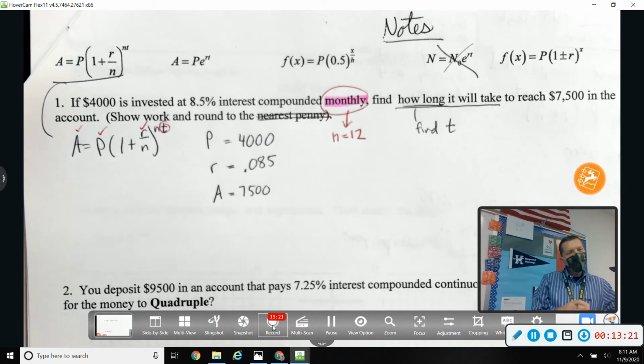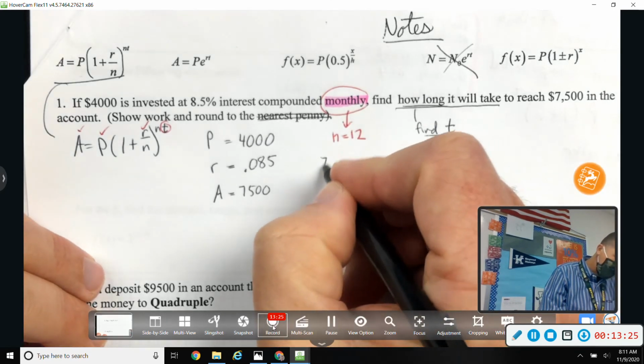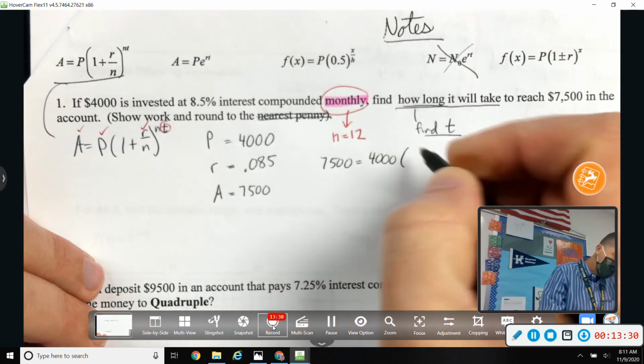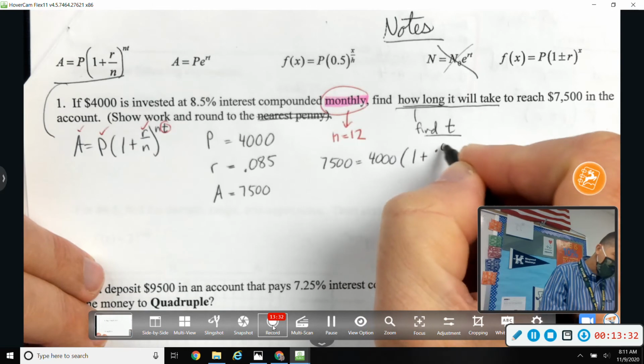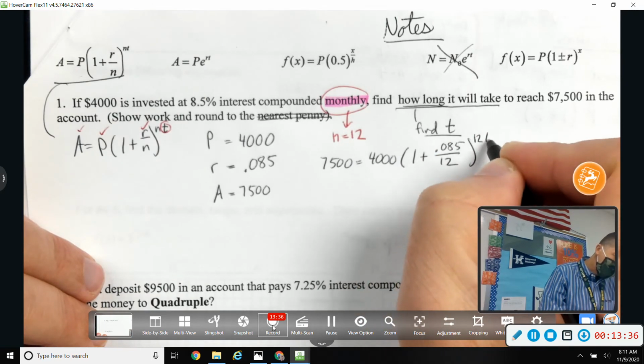So let's fill in everything that we know and see if we can find what T is equal to. 7,500 equals 4,000 times 1 plus 0.085 over 12 to the 12T.